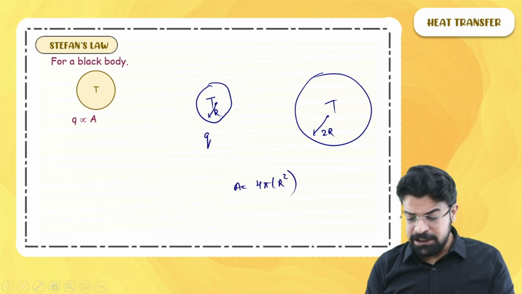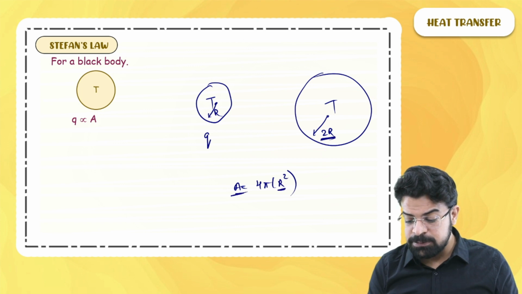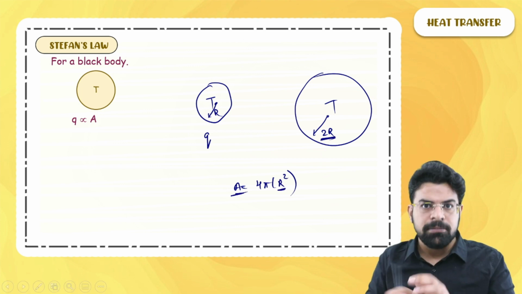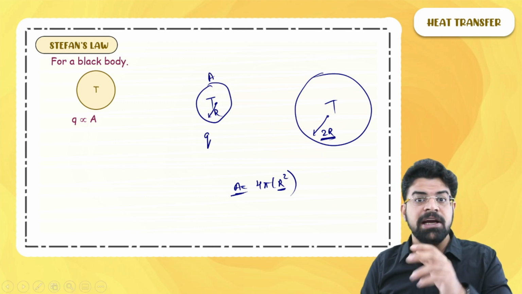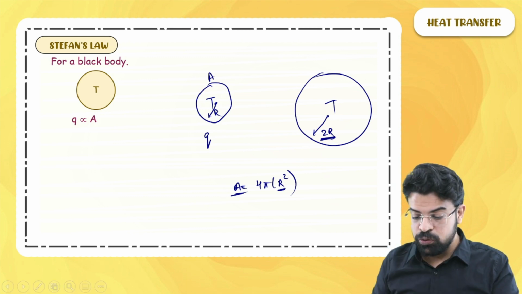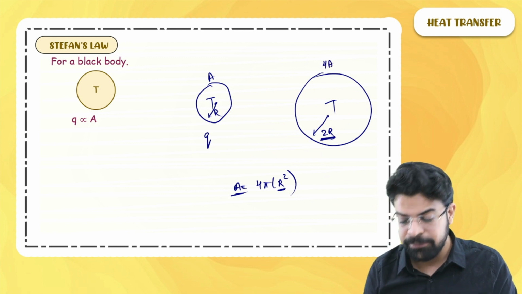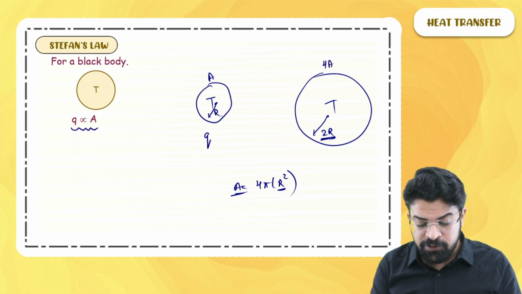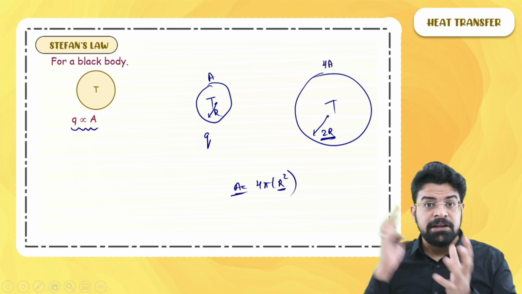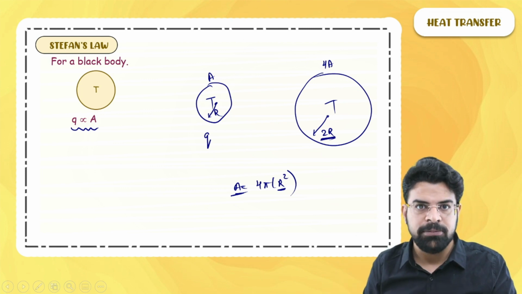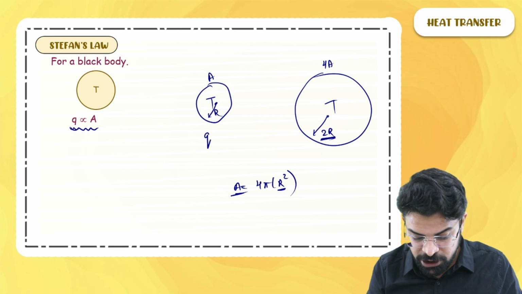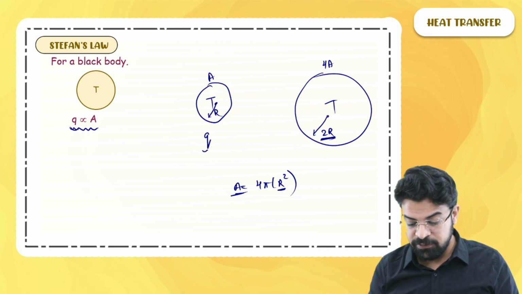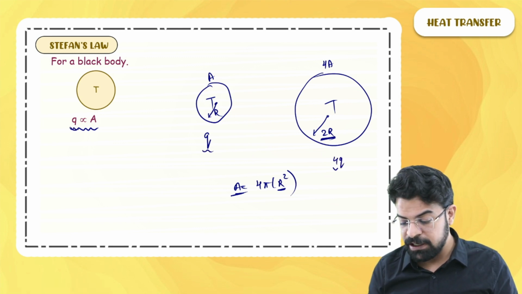When the radius becomes double, as area is proportional to r square, the surface area becomes 4 times. So if the first sphere of radius r has a surface area A, then the second sphere of radius 2r will have a surface area 4A. And if the surface area is 4 times, the heat radiated, the thermal power, will be 4 times. So the energy radiated per unit time, Q, will be 4 times. So if the first one radiates Q, the second one will radiate 4Q.